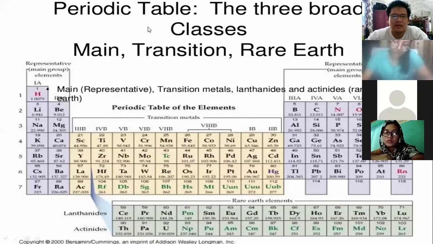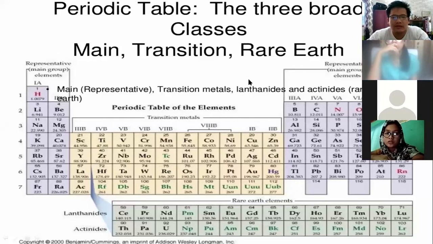Then second, we have transition elements. Transition elements belong to group 3 to group 12, starting from the scandium group to zinc: scandium, titanium, vanadium, chromium, manganese, iron, cobalt, nickel, copper and zinc. They will be the first row in the transition series. Then you have the second, third, fourth, fifth.